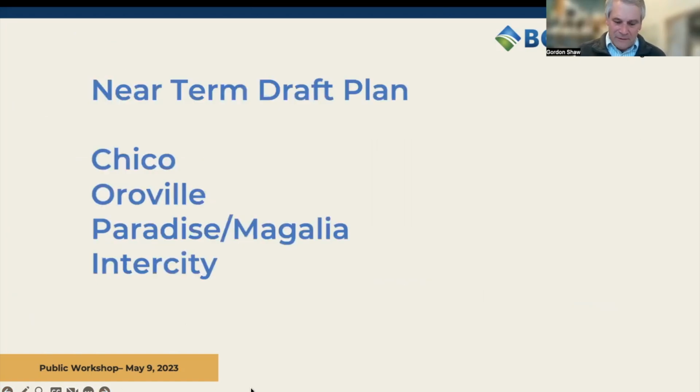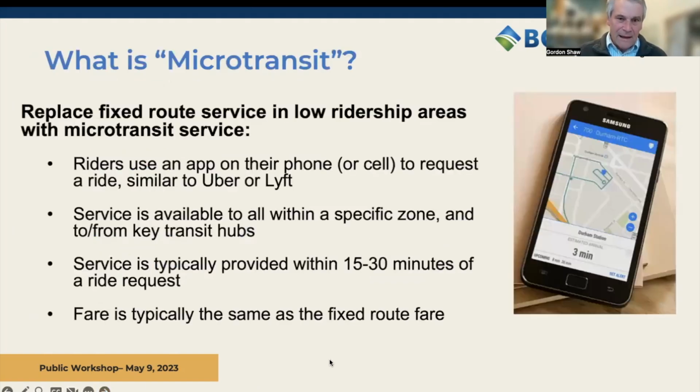So let's go into the draft plan here. And I'm going to go off a little bit on a tangent, because one of the things you're going to see in all 3 urban areas that we are talking about is something called microtransit. And this is a real trend in transit for areas that are difficult for fixed route services to serve. Areas that are more spread out, perhaps lower density, or lower demand areas.